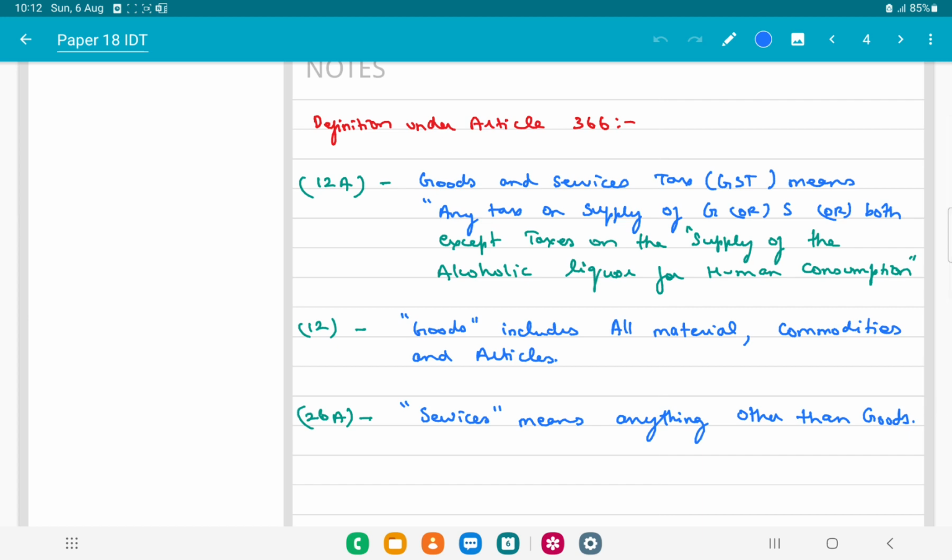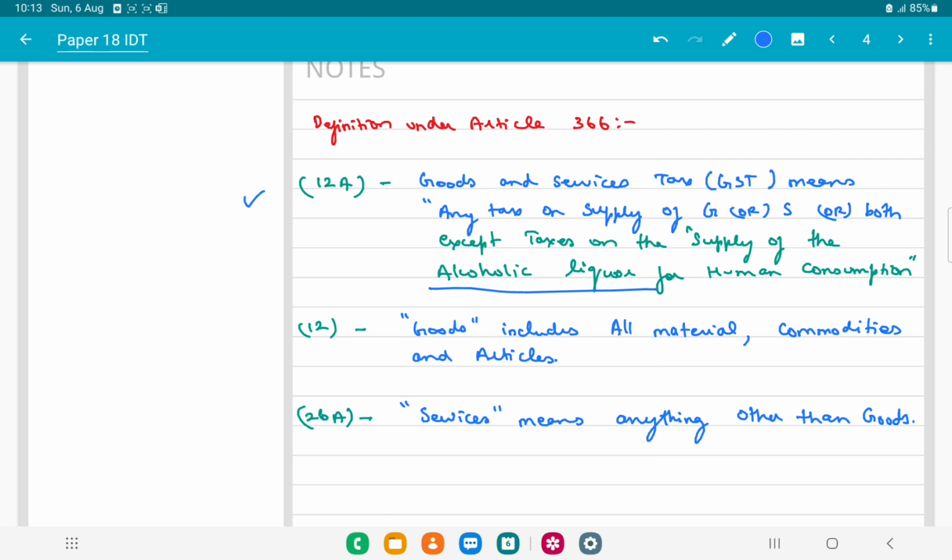There are some definitions under article 366 which you should understand. 12A defines GST, which means any tax on supply of goods or services or both, except tax on the supply of alcoholic liquor for human consumption. So in the definition under the Constitution of India, article 366 12A, it has already excluded the tax on alcoholic liquor for human consumption. That means it will not come under GST unless an amendment is made to this definition in future. So for the time being it is kept out of the ambit of GST.